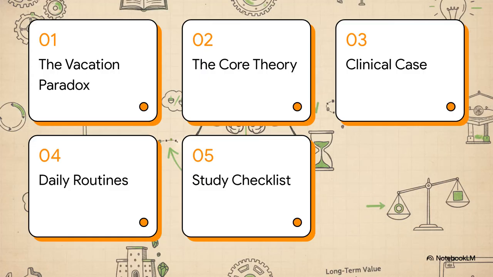All right, let's look at our syllabus for today. First, the vacation paradox, then the core theory. After that, a clinical case on pain memory, then we'll evaluate daily routines, and finally, wrap up with your exam prep study checklist. Let's get right into it.